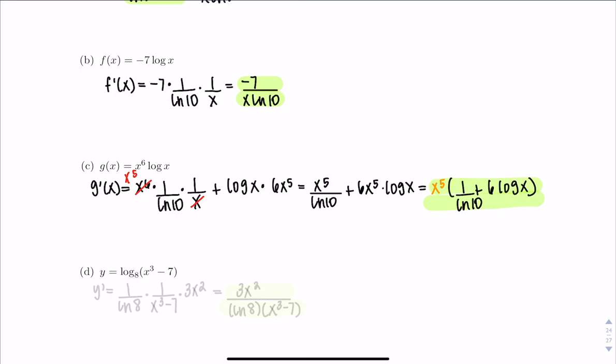And for the last one, y prime is going to be 1 over ln of 8 times 1 over x cubed minus 7. But we got to use the chain rule and find the derivative of that inside piece. So that would be 3x squared. So what we get as a final answer is 3x squared over ln of 8 times x cubed minus 7.